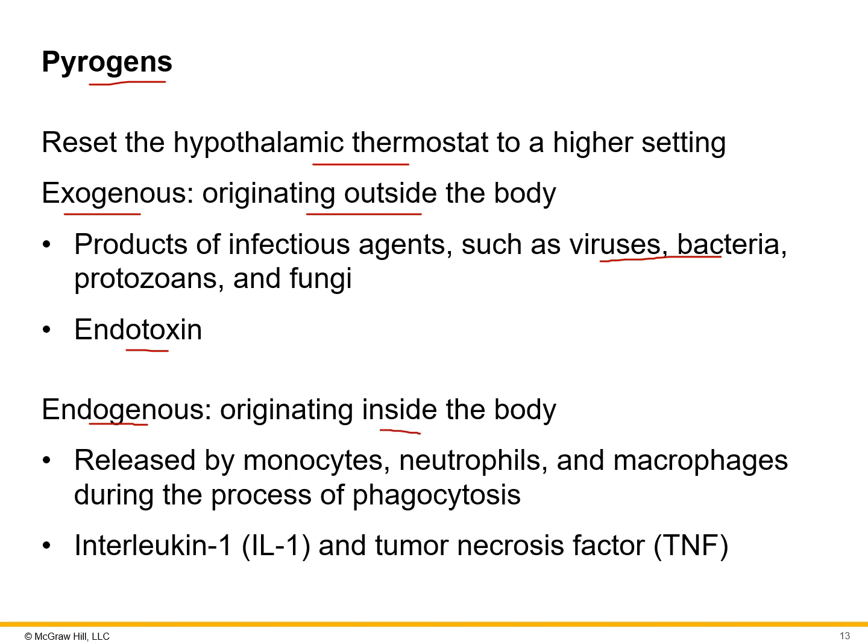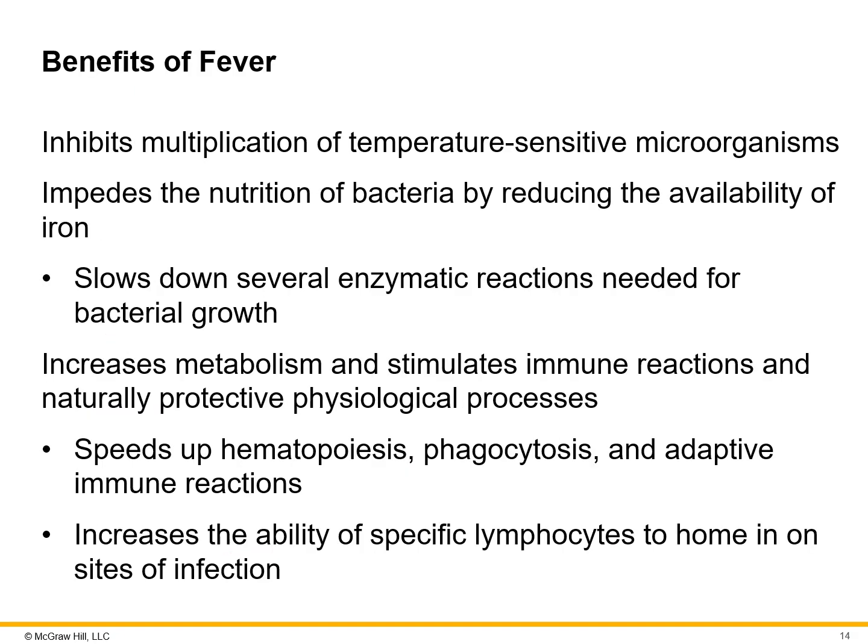Endogenous pyrogens, those actually come from inside of the body. So this goes along with inflammation. So again, when inflammation occurs and we get activation of monocytes and neutrophils, that also triggers a fever. But those chemicals are coming from inside the body, so they're endogenous. And then also a few other chemicals like interleukin-1 and tumor necrosis factor can also cause fever formation.